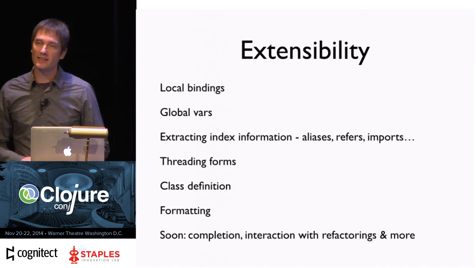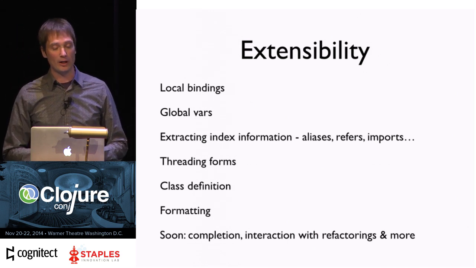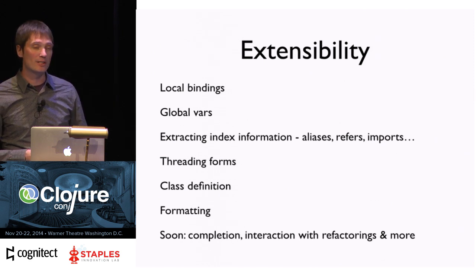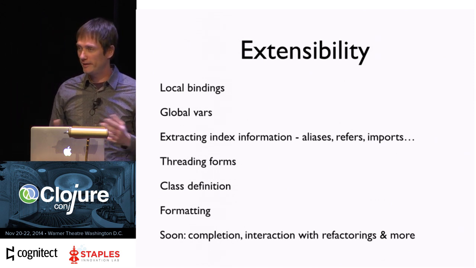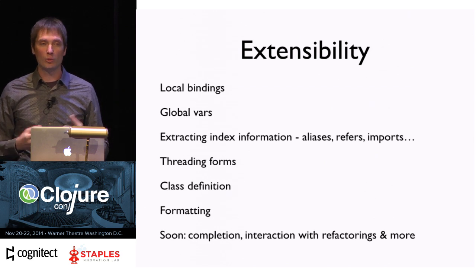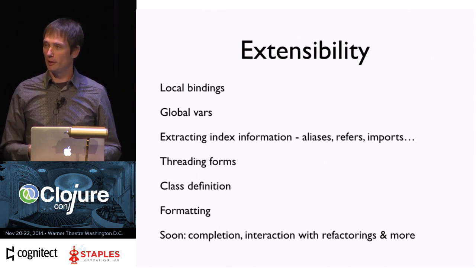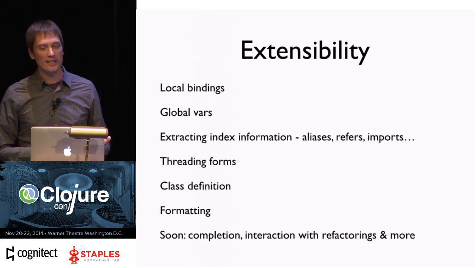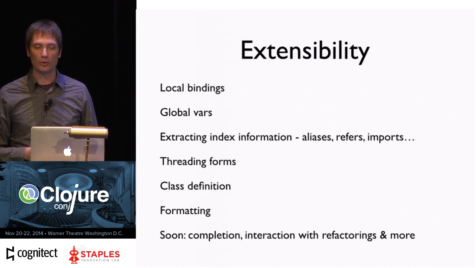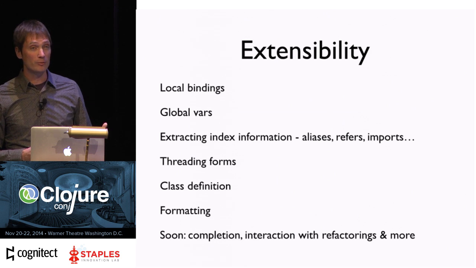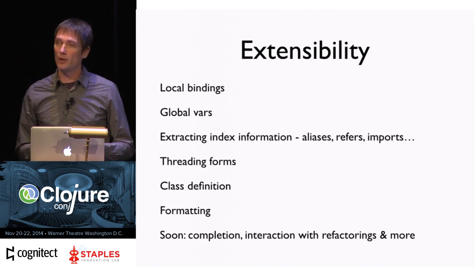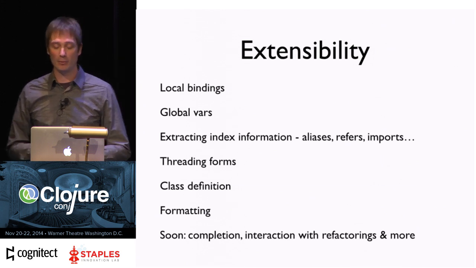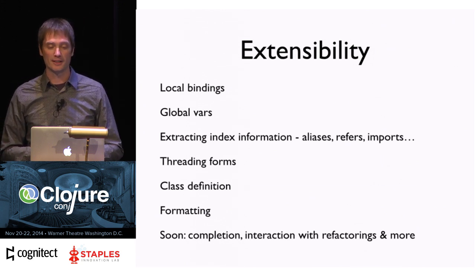So these are the sorts of things that you can currently teach Cursive about through extensions. So local bindings, we talked about previously: what they are, where they are, what their scopes are. Global vars, so you return to Cursive something that looks very much like var metadata. Extracting information from forms for indexing, so aliases, refers, imports. Threading forms: is this form a threading form? And if so, where does its implicit parameter come from? And that'll be important when I'm implementing type inference.